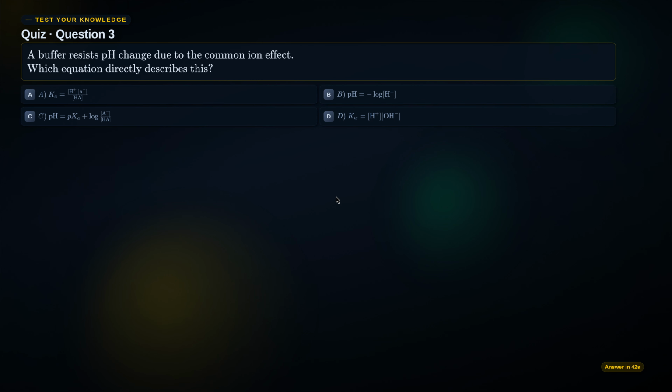Quiz question 3. A buffer resists pH change due to the common ion effect. Which equation directly describes this? Option A, Ka equals H plus times A minus divided by HA. Option B, pH equals negative log of H plus. Option C, pH equals pKa plus log of A minus over HA. Option D, Kw equals H plus times OH minus.